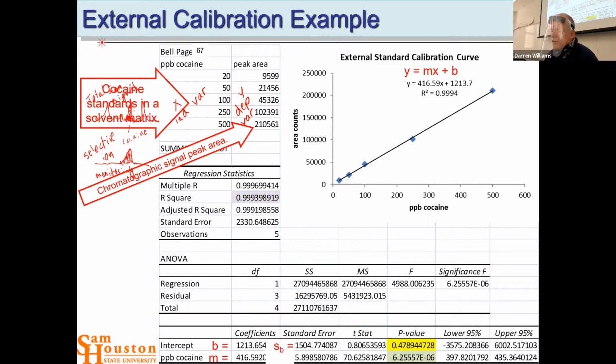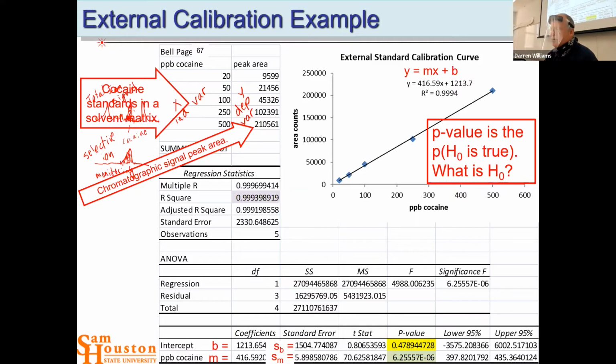And then the uncertainty in B is 1504, which is kind of a problem, right? If you're looking at B, tell me what B is. Well, it's 1200 plus or minus 1500, right? So it might even be negative. Essentially, we have to say it's zero, right? If your uncertainty contains zero, then it's not significantly different than zero. Even though 1200 sounds big, the uncertainty is so big that it might as well be zero. And then the uncertainty in M, we have M is 416 plus or minus 6. So that's not bad.